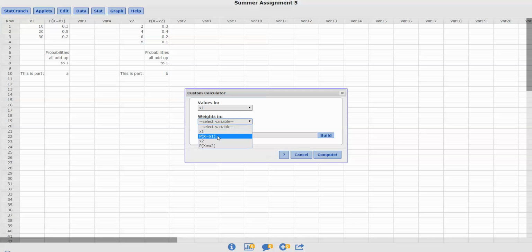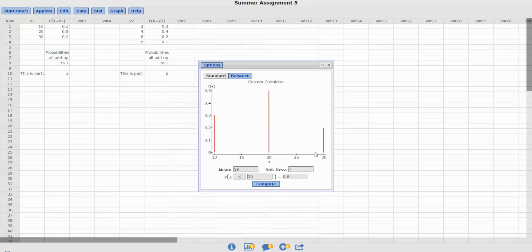And the probabilities that they occur are 30% of the time we'll get a 10, 50% of the time we'll get a 20, 20% of the time we'll get a 30. Notice how all the probabilities add up to 1 or 100%. So we have the values and the weights. We'll hit compute, and it gives us this funky looking graph, but right there in the bottom it gives us the mean and the standard deviation.